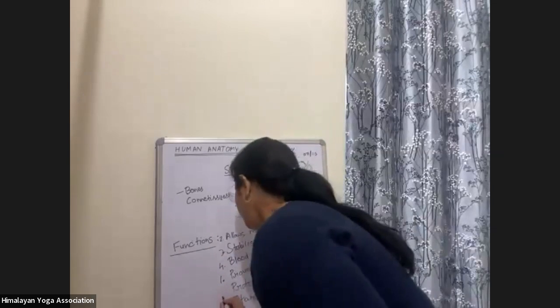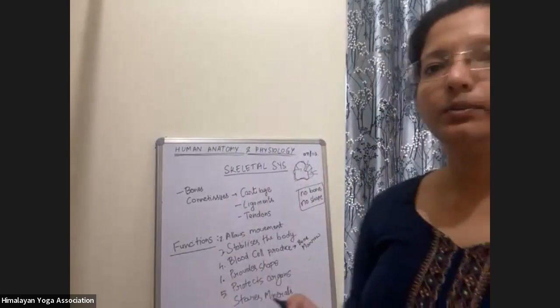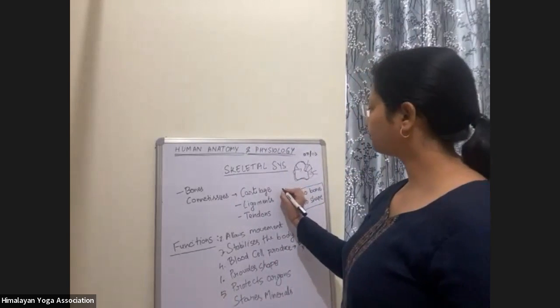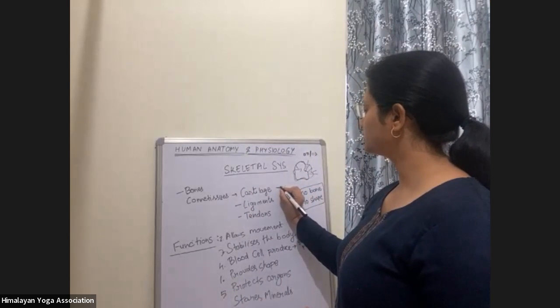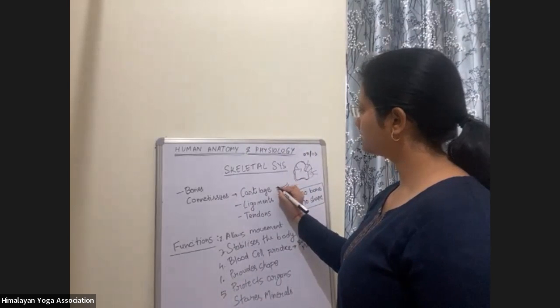Then it protects organs. How does it protect organs? Like that, in our body there are rib cages. Okay. It has ribs.